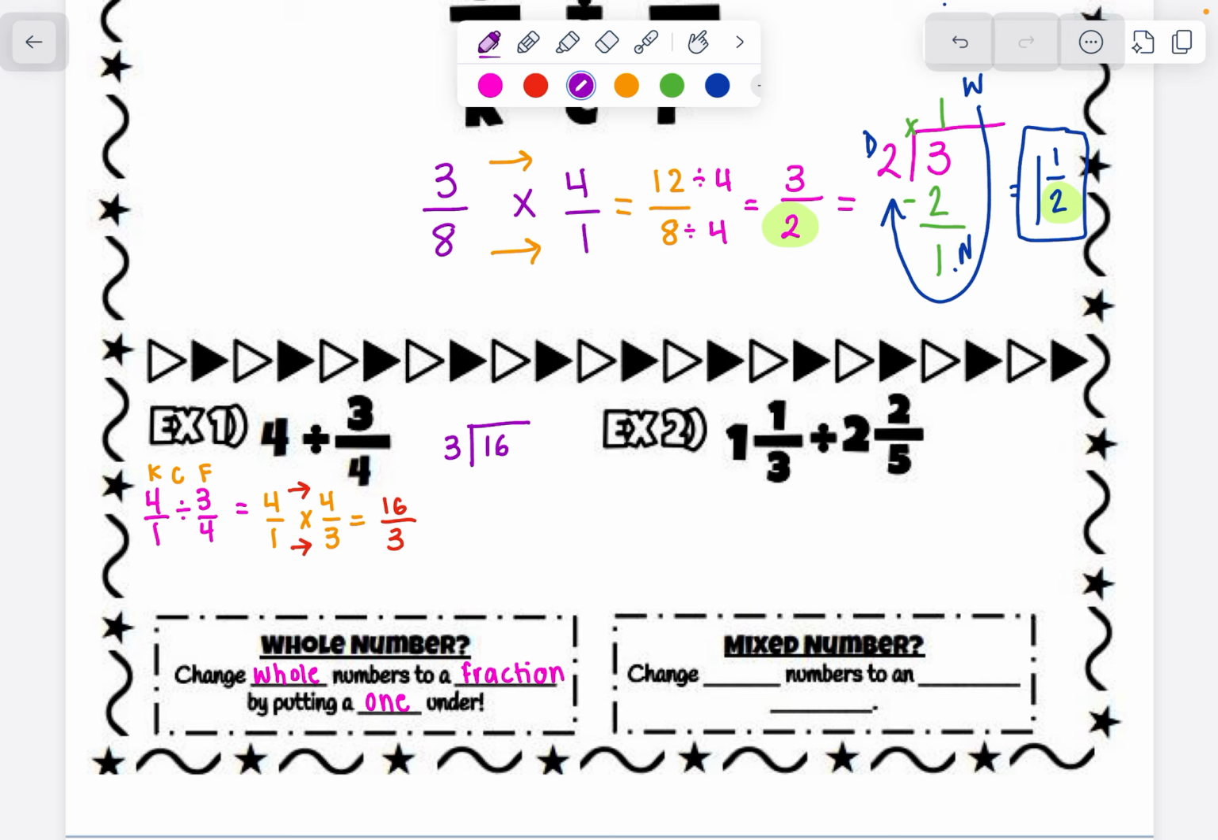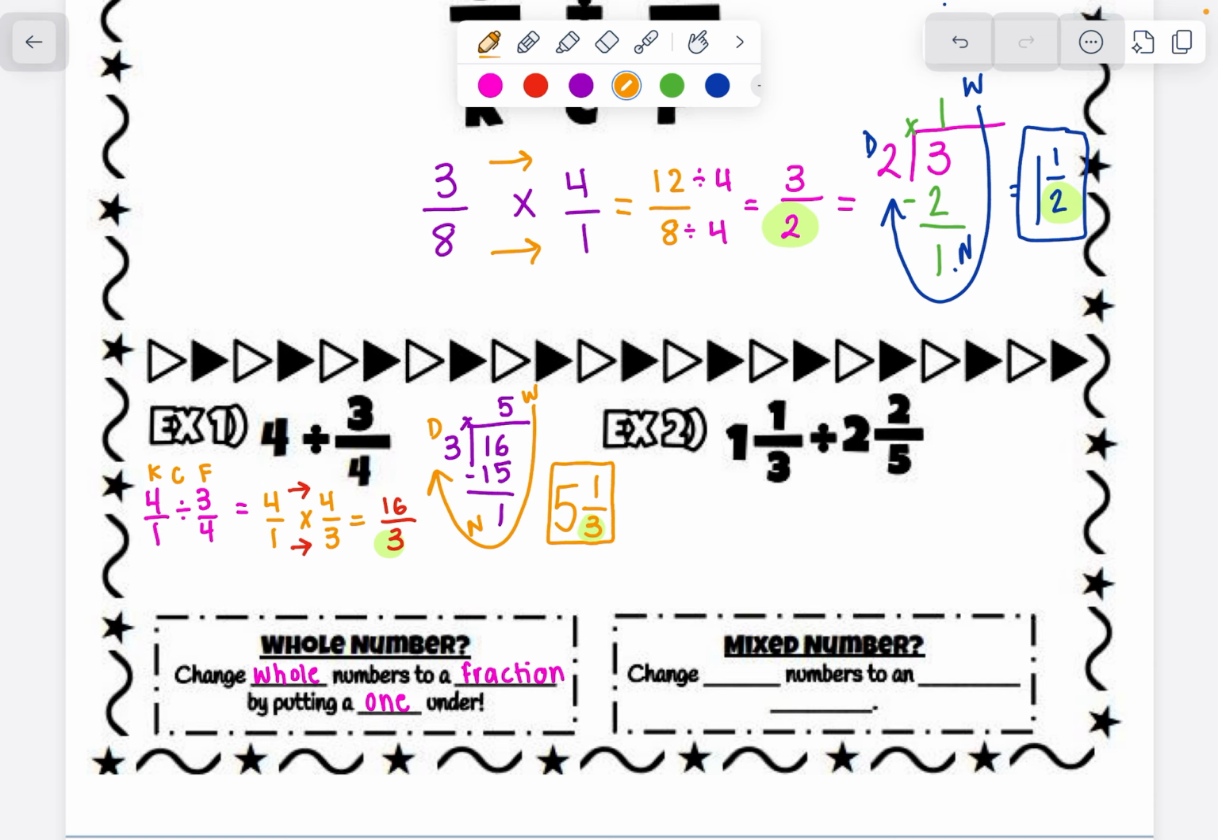So 3 can go into 16 5 times. 5 times 3 is 15. I subtract to get 1. Now this is when I use the hook, or we need donuts. My whole number is 5. My numerator is 1. My denominator is 3. I'm going to check again to make sure my denominators match before I did top in, bottom out, and they do. So I know I'm in the right order.